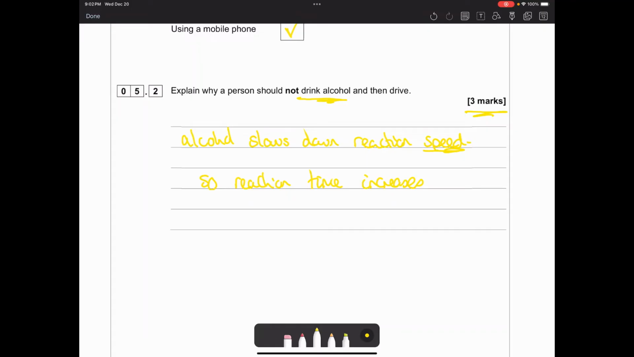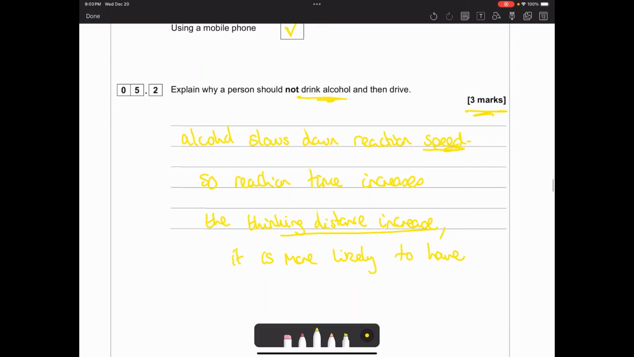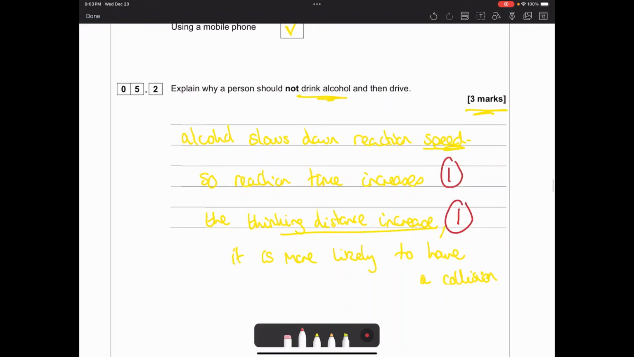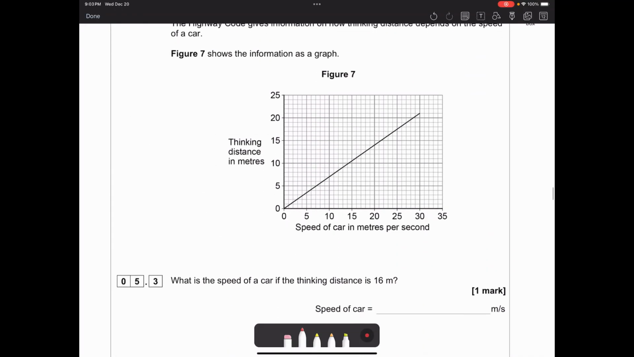So this is a 3 marker, so we need to expand on it. So as the reaction time increases, the thinking distance increases. And therefore, because the thinking distance is increasing, it is more likely to have a collision. So a person that is driving has slower reaction times, or the reaction time increases. It has a longer thinking distance and therefore more likely to have a collision. Those would be your 3 marks there.